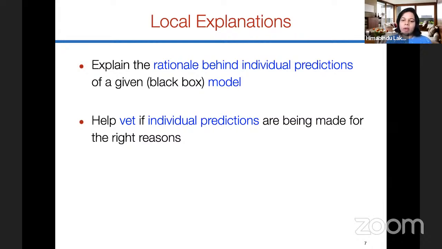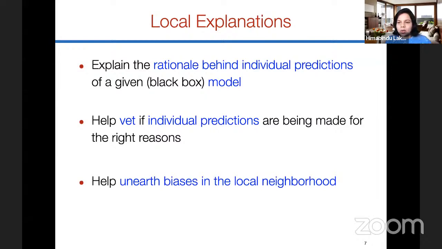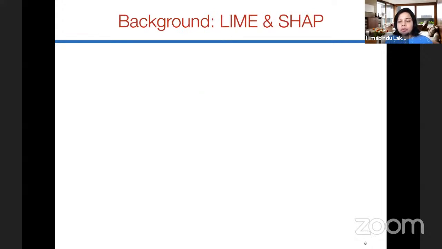It can help us vet if individual predictions are being made for the right reasons, and they're not being based on some spurious attributes, and it can also help us unearth biases in the local neighborhood that we are looking at, right? So which is around the instance that we are looking at. Okay, so two of the popular methods in this class of local post hoc explanation techniques are called LIME and SHAP. Let's look a little bit into what these methods are.